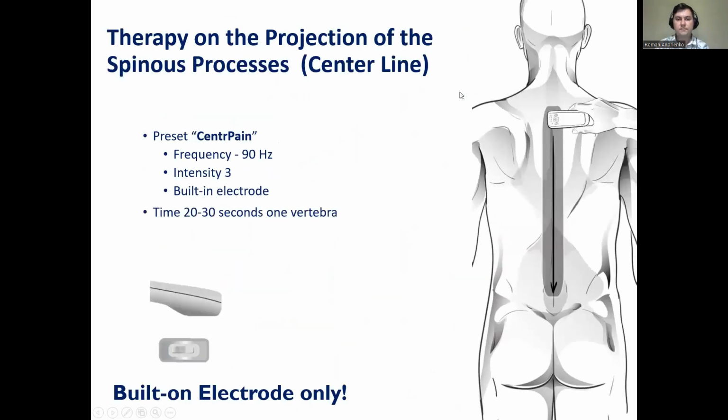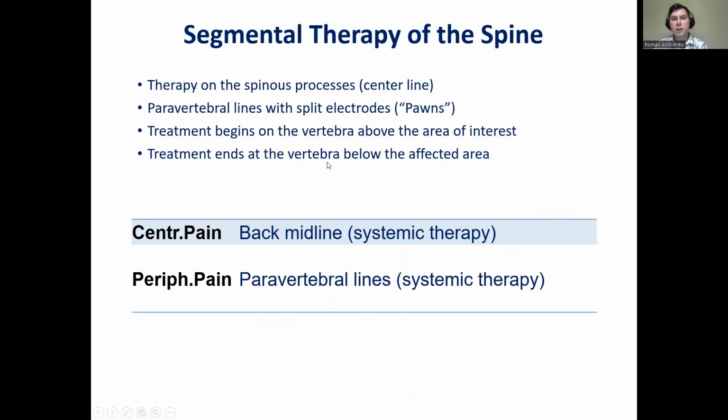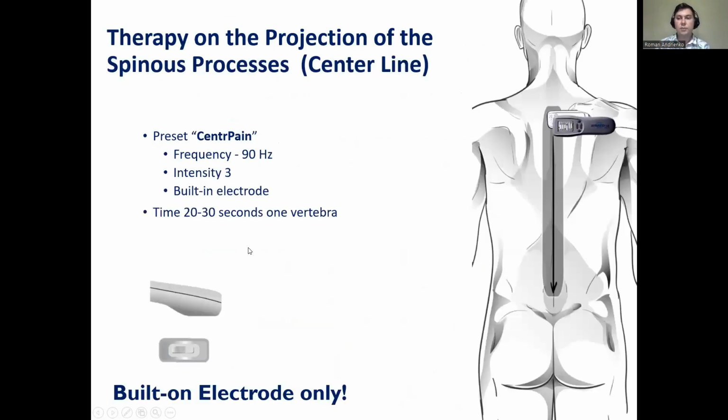We'll finish one vertebra below the affected area. And this is also true for the problems that are located in the center. And again, we use center pain for the central line, peripheral pain for the paravertebrals. And this is how it looks like, exactly.